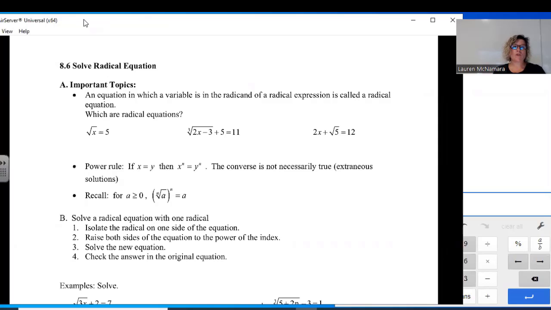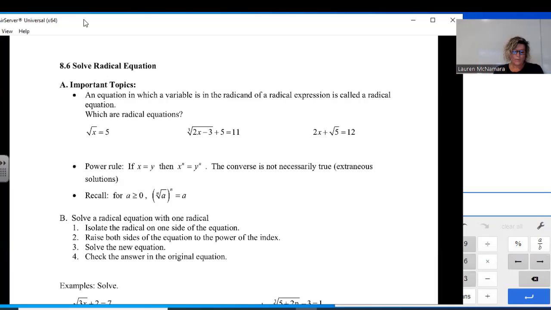We're going to talk about solving radical equations today. First thing we have to look at is what is a radical equation? Well, a radical equation is where the variable is the radicand. In other words, the variable is underneath the radical. So these first questions ask, which one of these are radical equations?